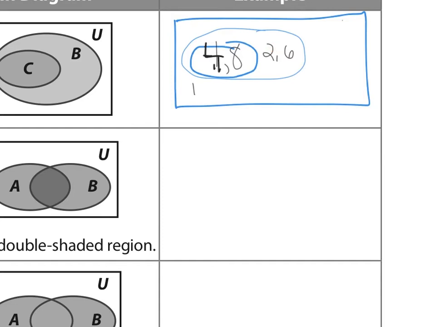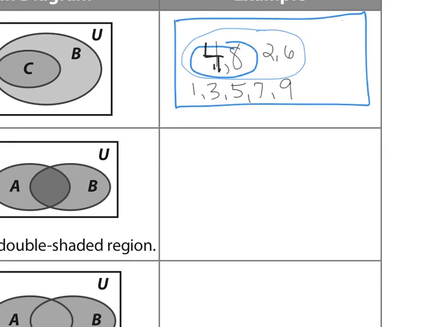Remember, these are all my natural numbers. So 1, 2, I need a 3. I have 4, but I need a 5. I have 6. I need a 7. I have 8, but I need a 9. And those are the numbers that are left over out of my universal set. So notice in this Venn diagram, all 9 of the numbers in the universal set are arranged and are represented. They're just interacting differently. Okay?